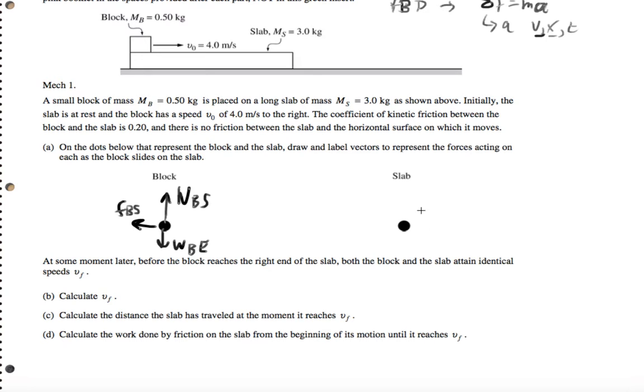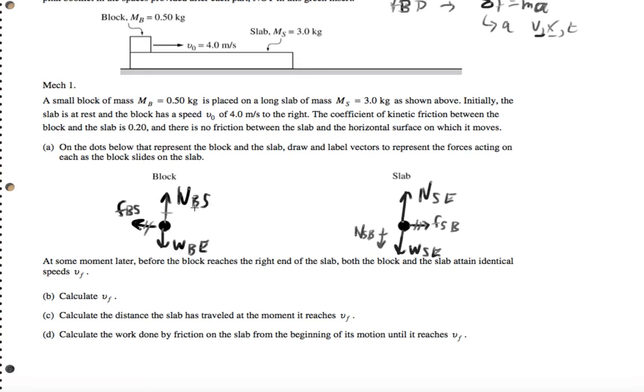Now for the slab, things are a little bit different. We have the normal on the slab due to the earth. We have the weight of the slab due to the earth. And notice we've got the normal on the block due to the slab. That means there is a corresponding third law pair of the normal force on the slab due to the block. That's one third law pair. I'm drawing this off to the right because I can't fit it on the circle. It's a part of this free body diagram. And then we have the force of friction on the slab due to the block. That's the second third law pair. So we have this force dragging it forward.